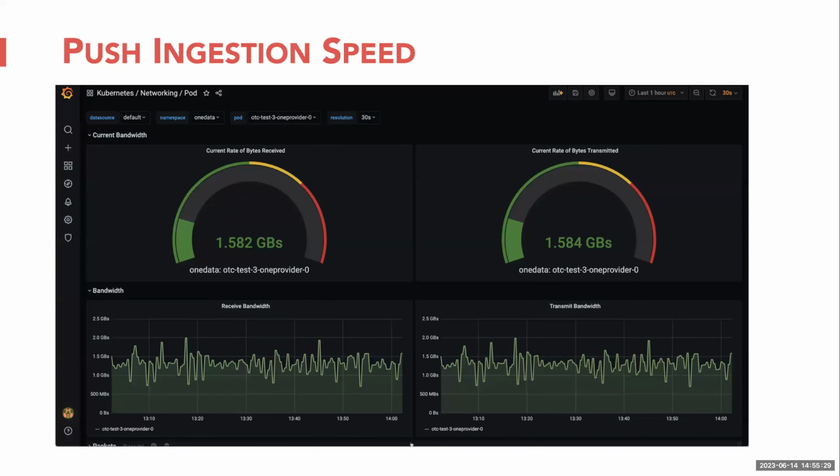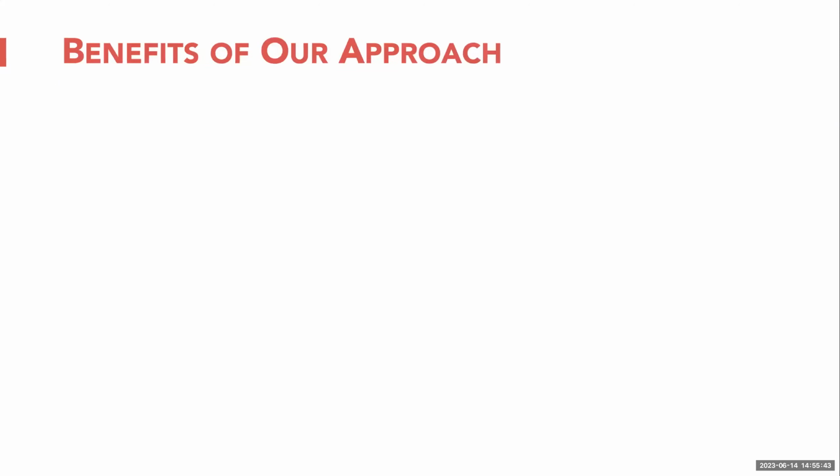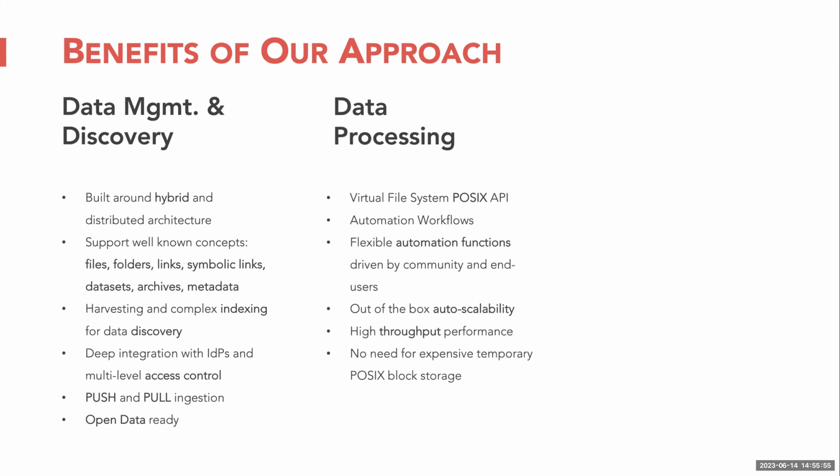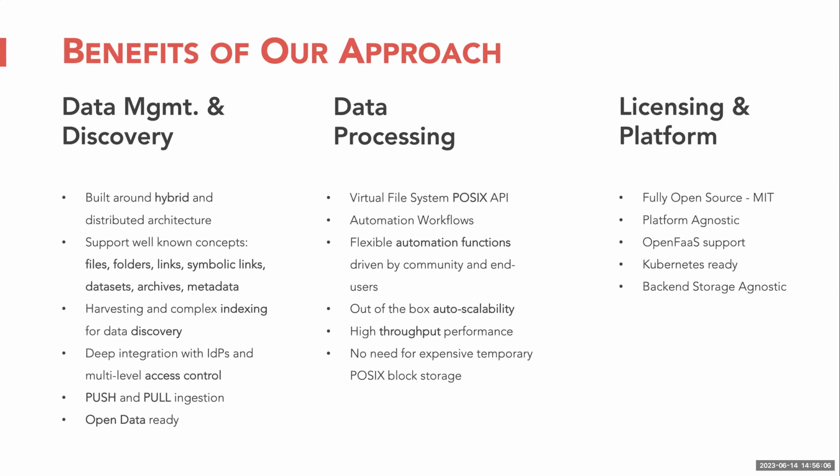And there are performance improvements. This is a graph about the push ingestion. With a single server, it's about 1.5 gigabytes per second, more than a 10 gigabit per second interface. It was running on 20 gig servers. So all of the things are there, and we are delivering a uniform environment which delivers your data management and data discovery, which allows you to push data. Then later you can do the data processing using our methods for virtual file system access, which was not a part of the presentation today, of course. And last but not least, everything is licensed under Open Source and MIT.